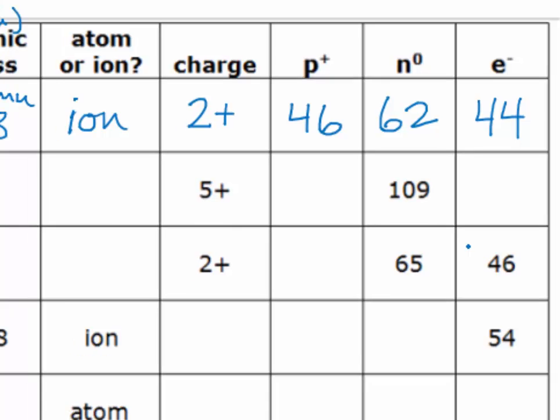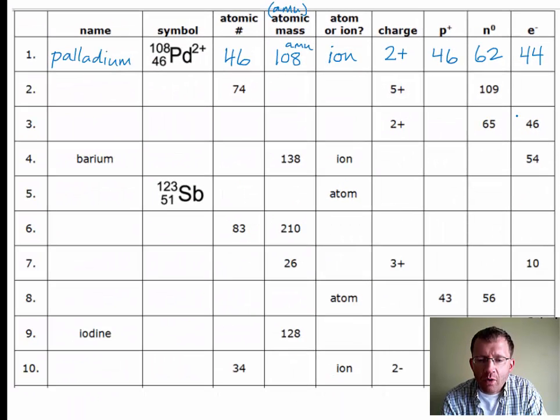Example here, number 2. It tells me that the atomic number is 74 and that the charge is +5 and the number of neutrons is 109. So what can I start with on that? Well, the atomic number 74 is a key identifier. Remember, it's just as important as your social security number.